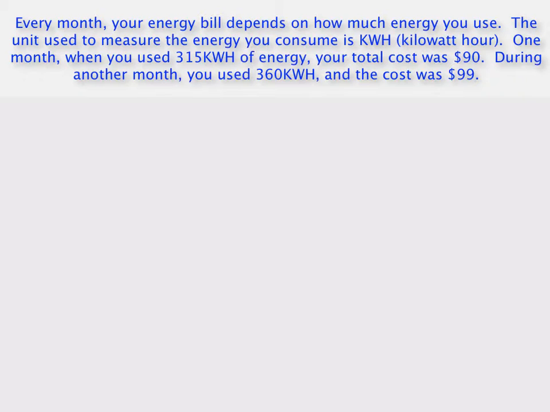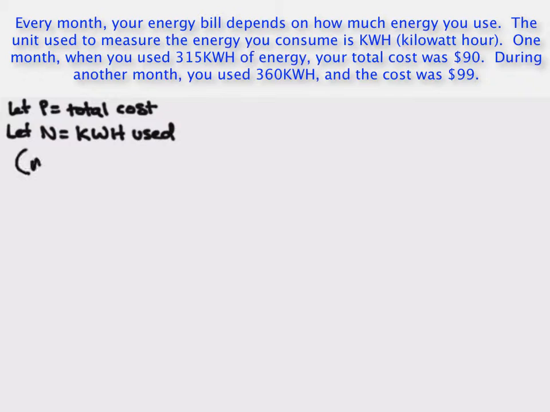Okay, first things first, we got to define some variables. Let's let our dependent variable be the total cost in US dollars, and let's give that the variable name P. Let's let the independent variable be the number of kilowatt hours you used, and let's use N for that. So note, in this case, all of our ordered pairs are going to be of the form (N, P), or (kilowatt hours, cost).